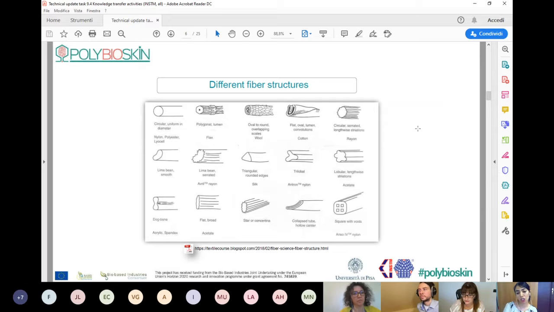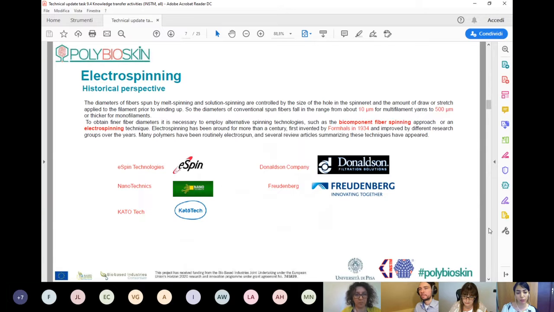And by changing the shape of the spinnerets, we can have fibers with different cross sections. According to the final properties that we want to reach, we can select the cross-section shape of the fibers, maybe to increase the surface to volume ratio or other properties. So with this technology, we are able to produce fibers with different cross sections.